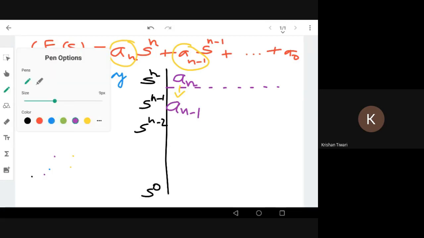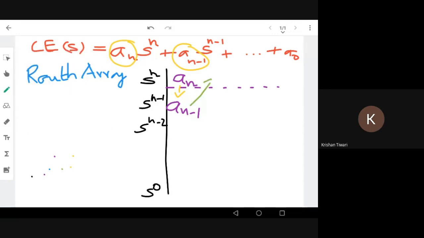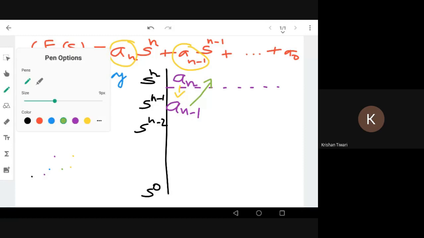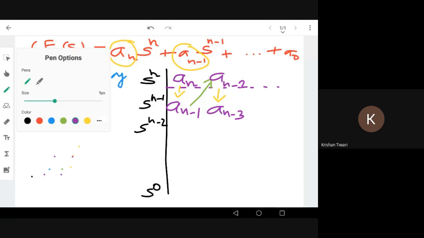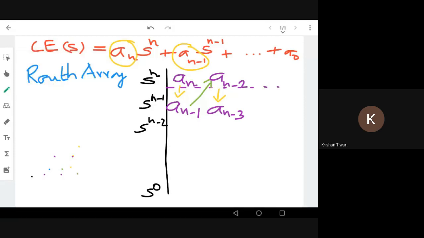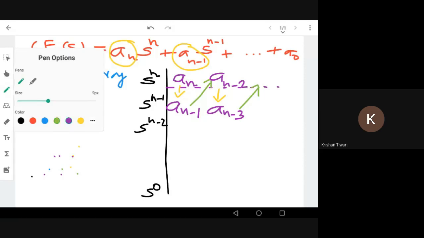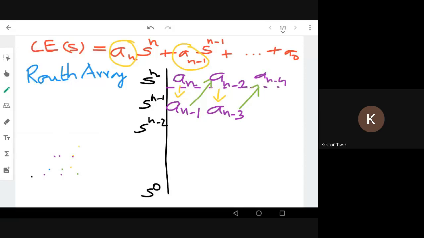Now I'm just going to crisscross. Now a_(n-2), I'm going to write here. Again I have to go to the bottom and write a_(n-3). So I go on writing like this till I reach a_0. Again I will crisscross. I'm writing the first two rows only, but it goes on like this: a_(n-4), then a_(n-5), till I reach a_0 here.